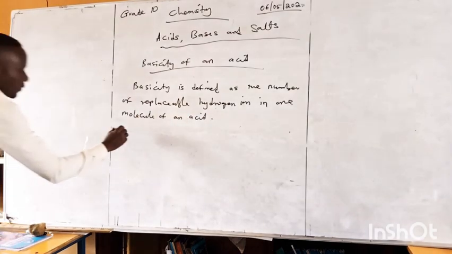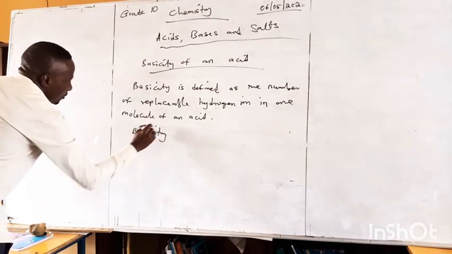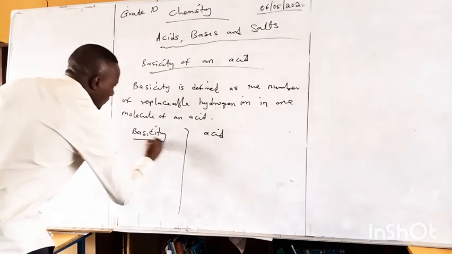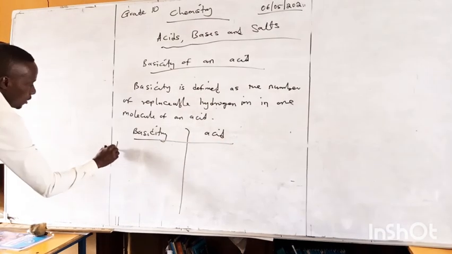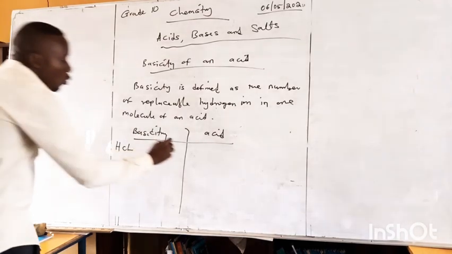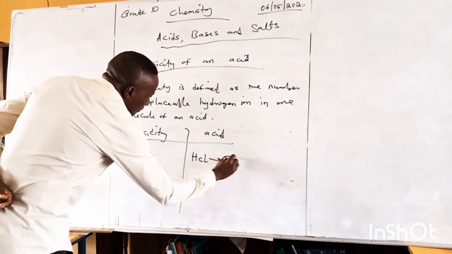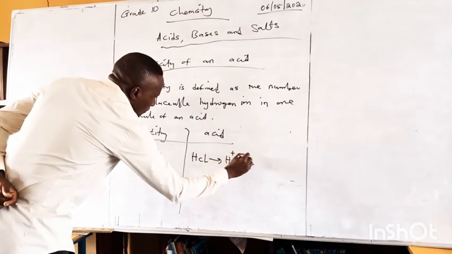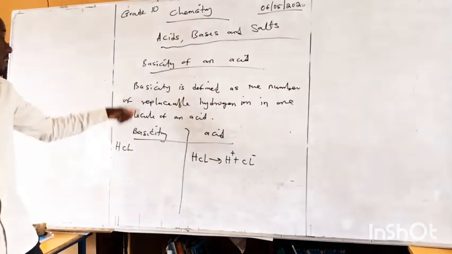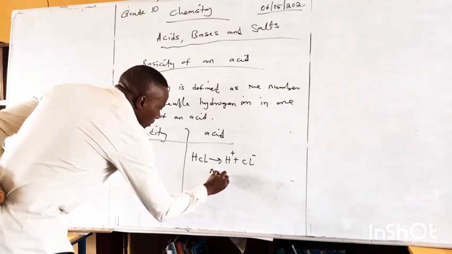Example: basicity. Let's look at these acids and their basicities. I have the acid HCl, for example, hydrochloric acid. Hydrochloric acid will ionize to produce 1 mole of hydrogen. So you can see we have only 1 atom of hydrogen. So the basicity of this acid is monobasic. This is a monobasic acid.